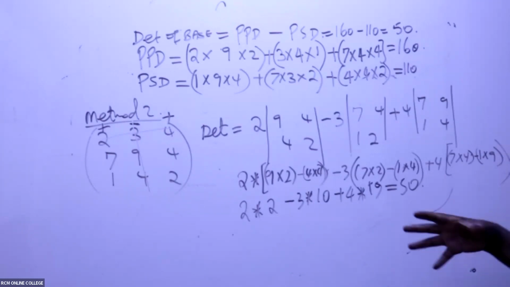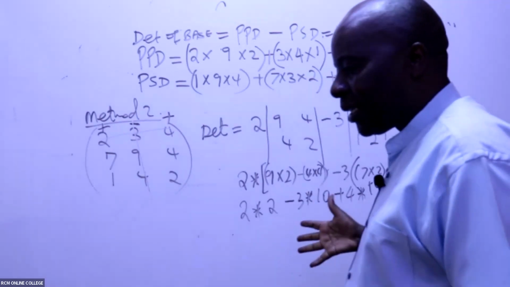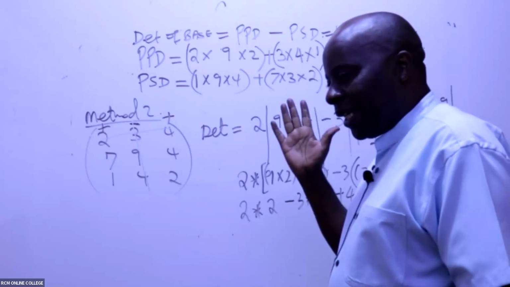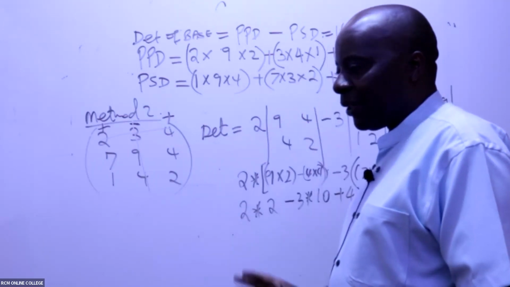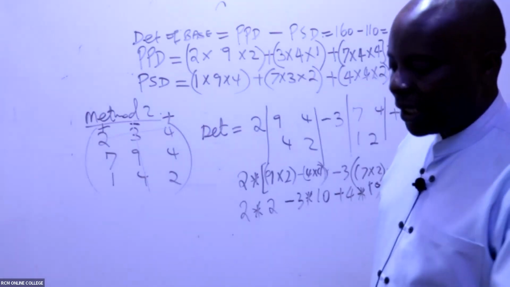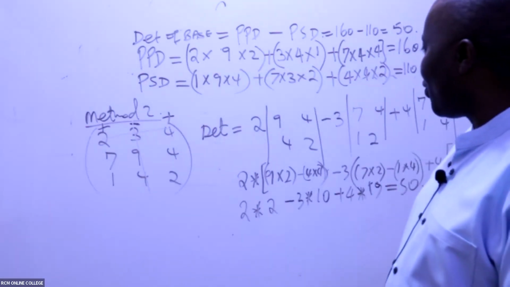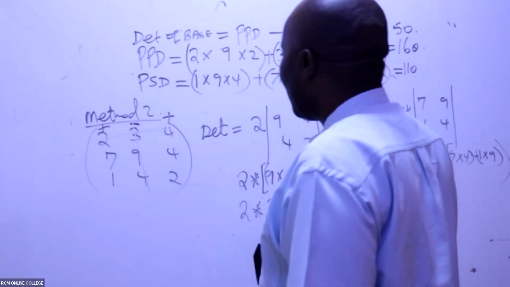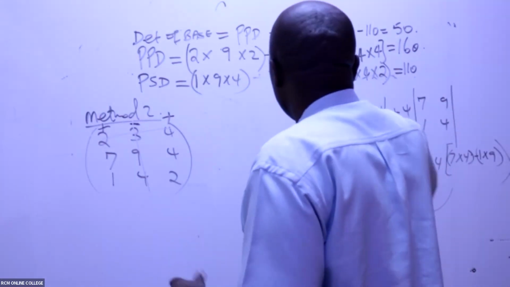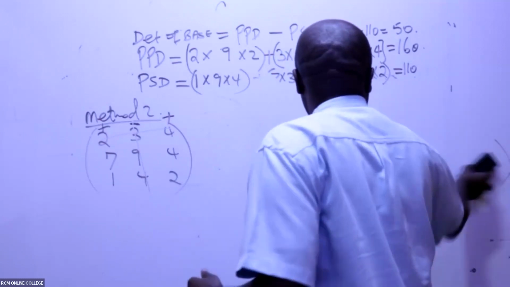So let's agree as a class. Which method do you think we should stick with? Method 2. So then Gatwiri, allow me to repeat this second method. This second method seems to be much better. The second method is better.